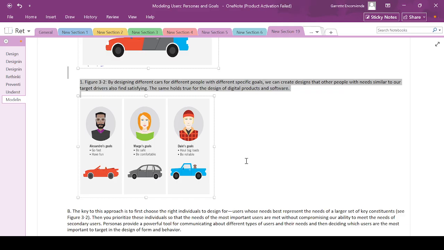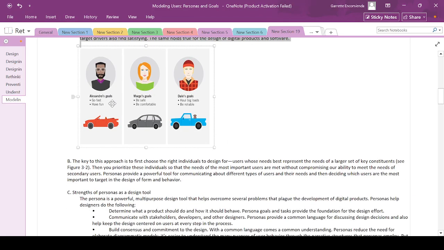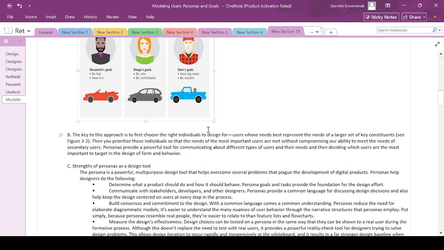So this is based on the principle that we are all different, so we can't please everyone, because we increase the cognitive load once we try to make everybody happy. The same holds true for the design of digital products and software. So here, Alessandro's goals: go fast, have fun. March's goals: be safe, be comfortable. Dale's goals: hold big loads, be reliable.